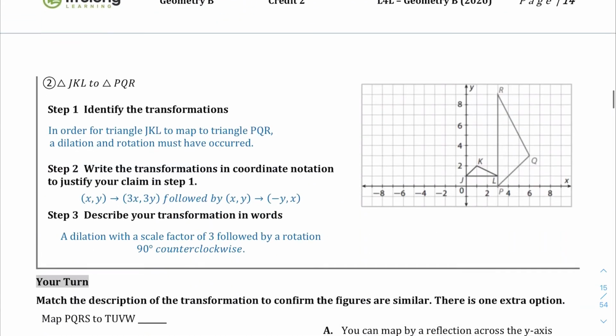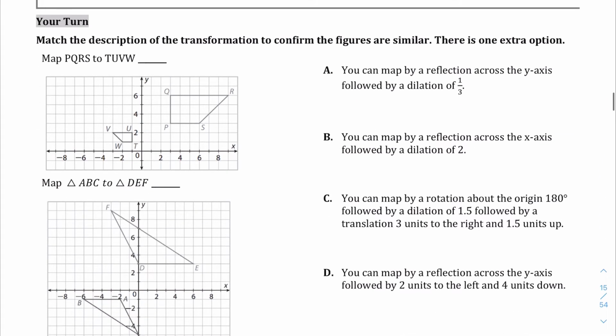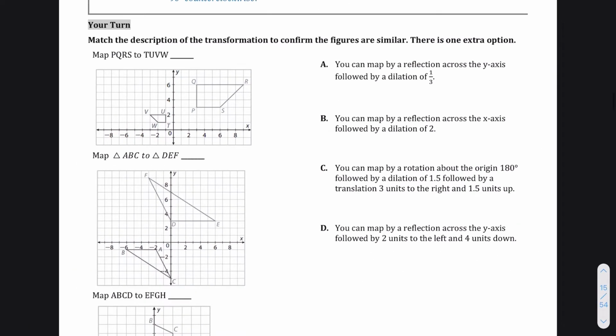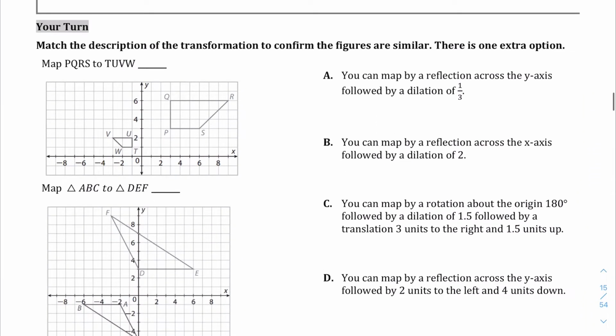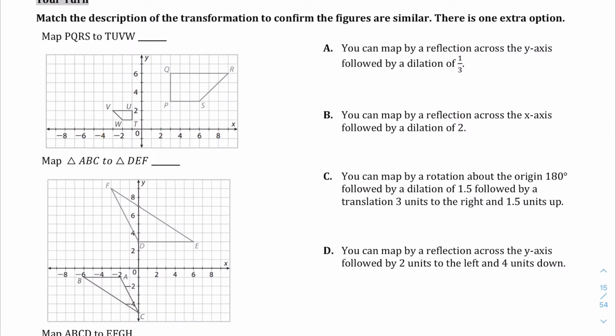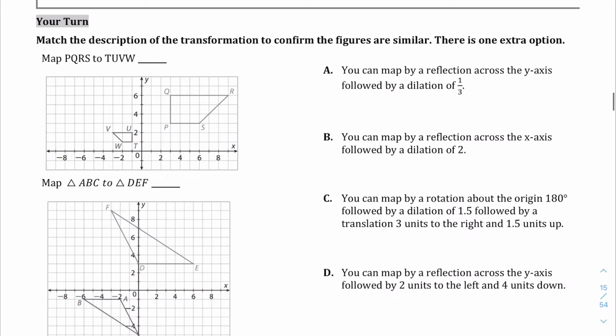Okay, let's go ahead and jump to the your turn questions here. We have 3 questions and 4 choices, so one of these is obviously really off. Okay, so we have to match the description to the transformations. I am going to go the other way. I'm going to match the transformation to the description. I think that's the easier way to go for this particular one, from PQRS to TUVW. So we're going from this original one to this resulting one.